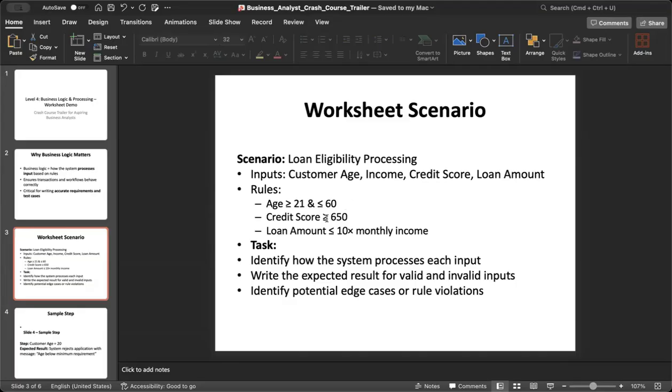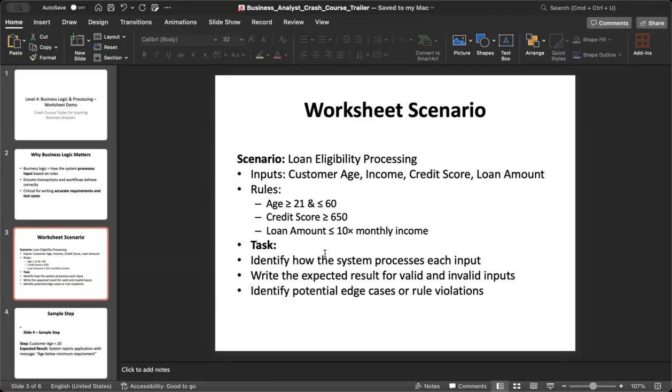Credit score greater than or equal to 650. Loan amount less than or equal to 10x monthly income. So this again is one logic for how to qualify, like what the eligibility is, right? How the system decides how much amount to give. So these are all business logic examples.